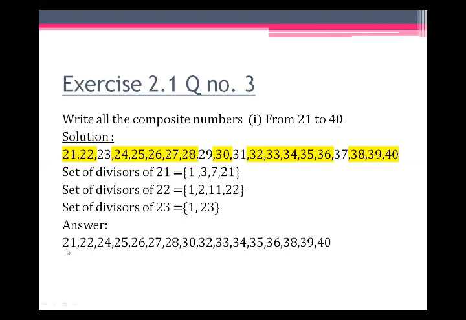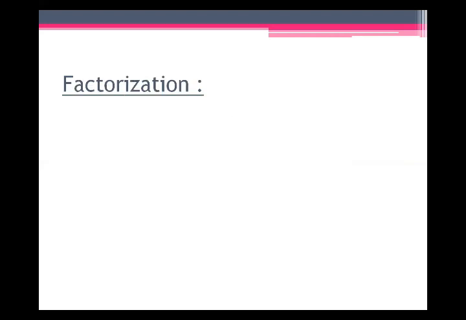The answer is 21, 22, 24, 25, 26, 27, 28, 30, 32, 33, 34, 35, 36, 38, 39 and 40 are the composite numbers. As I said previously, students, you can find all the sets of divisors in your copy, then you are able to find which numbers are the composite numbers. Now students, we move towards factorization.